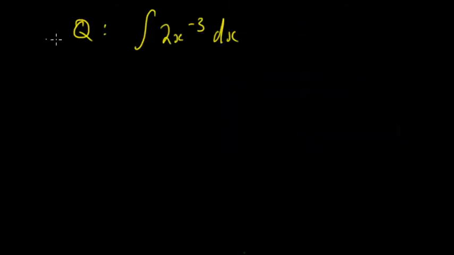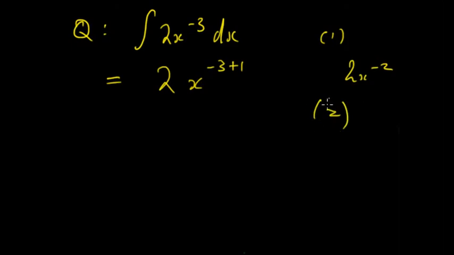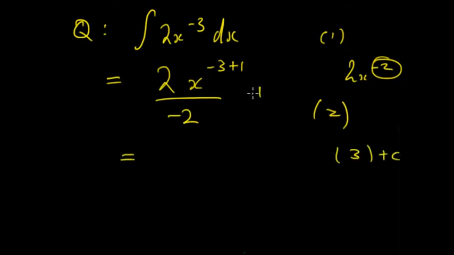So have a try and integrate or anti-diff this function here: 2x to the negative 3. So you go through the steps. So this is equal to 2 times x to the negative 3. What's the first step? Add 1 to the power, plus 1. So this is going to equal 2x to the negative 2. What's the second step? We have to divide by the new power, so negative 2. So we divide by negative 2, and then the third step is to add c, so we go plus c.